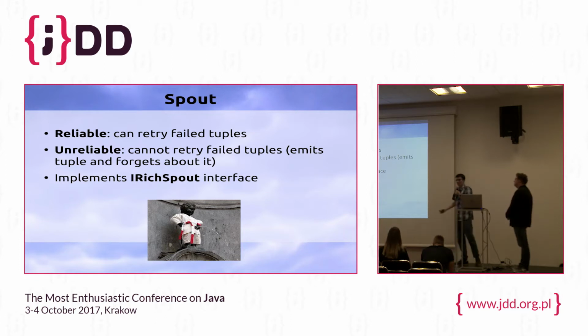In the Apache Storm context, you've got two main types of spouts: reliable spouts and unreliable spouts. A reliable spout is a spout that can retry failed tuples.